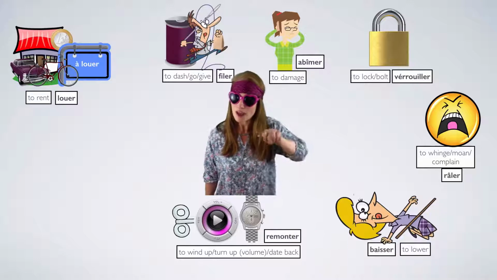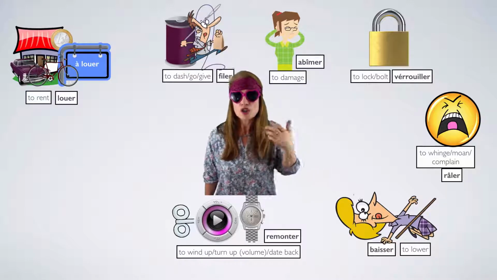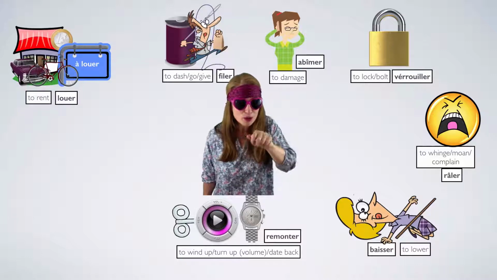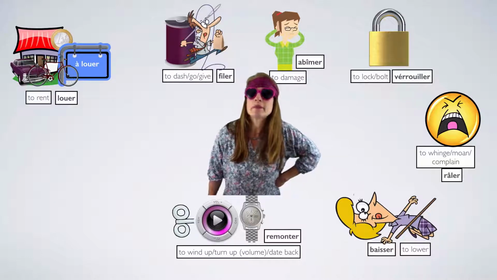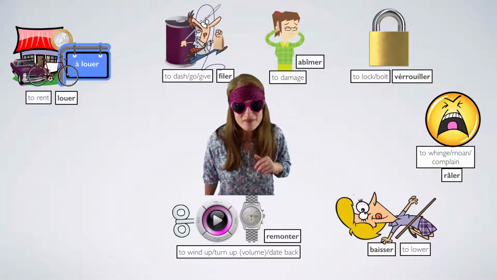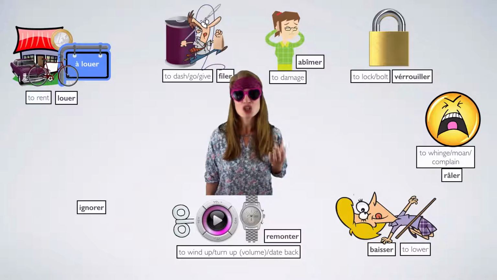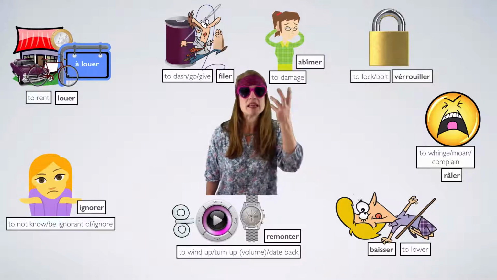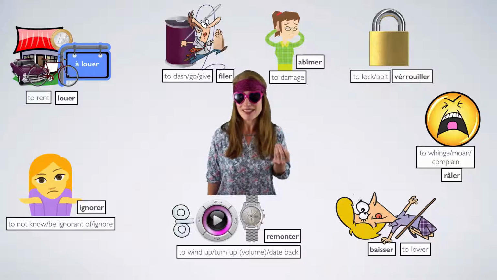Remonter. So it can mean to wind up, like to wind up a clock or a watch, or to turn up the volume, remonter, or to date back. Ça remonte à 1976. It goes back to 1976. Ignorer. GN is a ñ sound. Ignorer. Of course, it means to ignore, but also to be ignorant of, and it's used sometimes instead of I don't know, j'ignore.